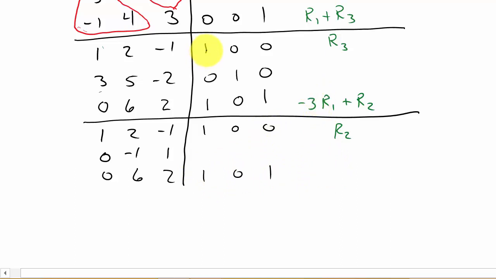-3 times 1 is -3, plus the element in row 2. So -3 times 1 is -3, plus 0 is -3. And then -3 times 0 plus 1 is 1. See, -3 times 0 is 0. 0 plus 1 is 1. And then -3 times 0 is 0. And 0 plus 0 is 0. Right? And so draw our line.